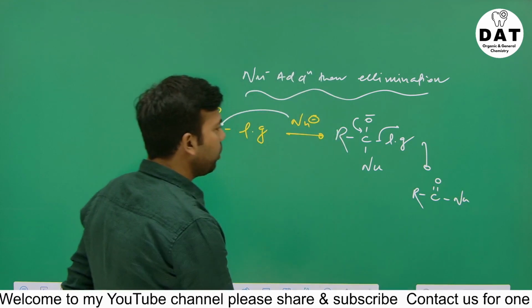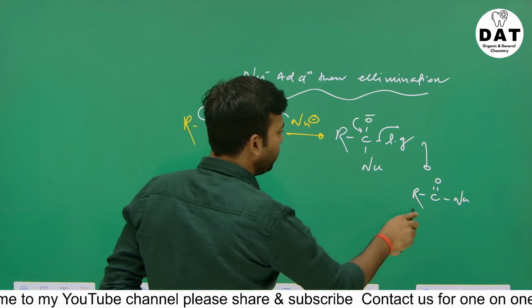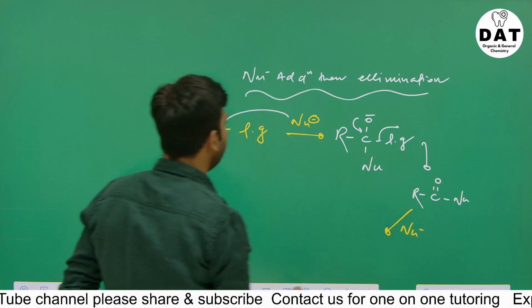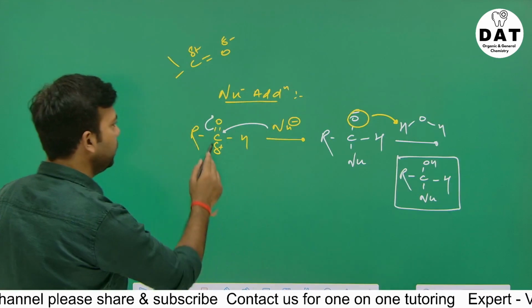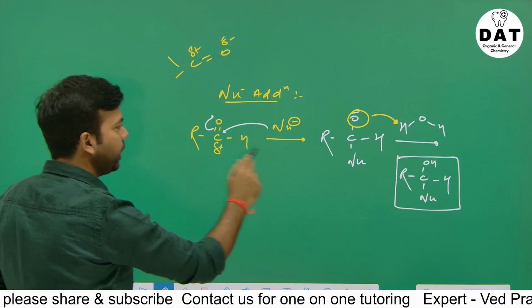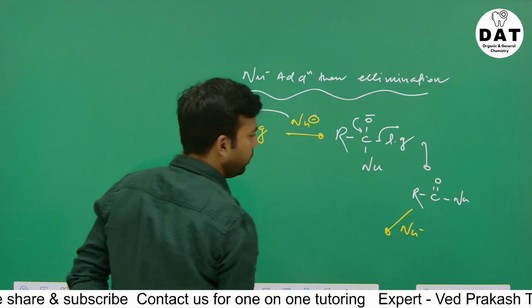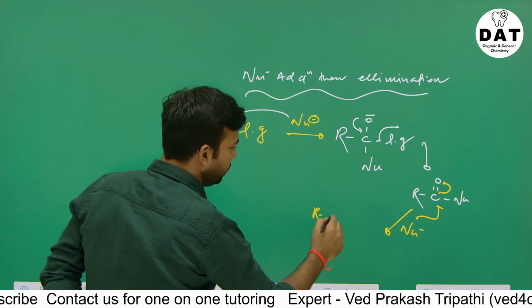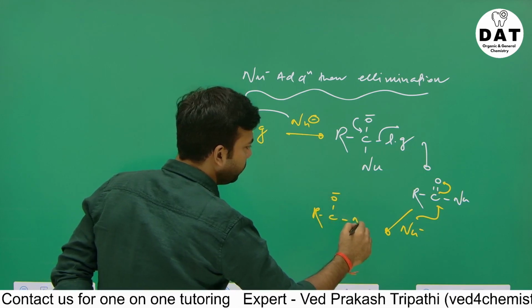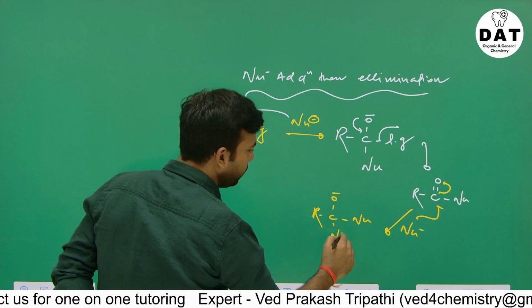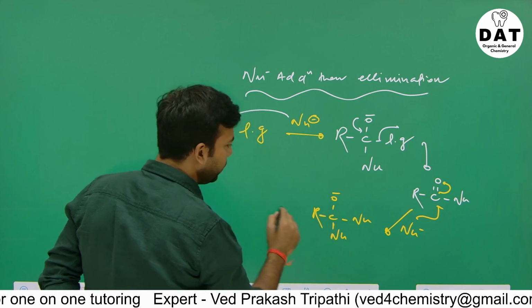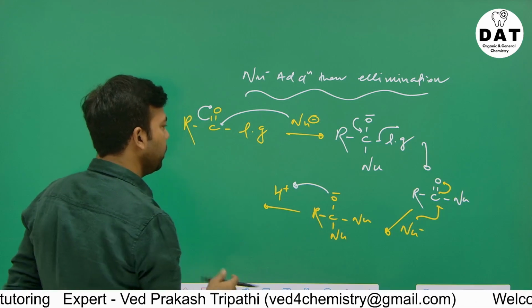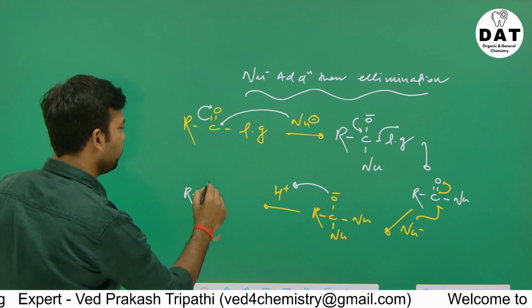Clear? Now the carbonyl can again react with a nucleophile, because we have seen before, you can see the carbonyl bond and the nucleophile can attack and it can form alcohol. So same here, it should be like this, O minus, here Nu and here Nu as well, and in the next step it will protonate and your final product will be alcohol.